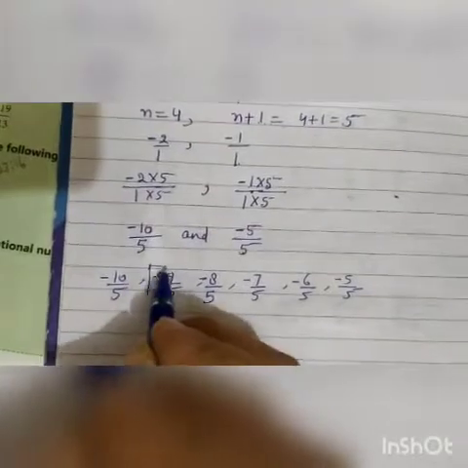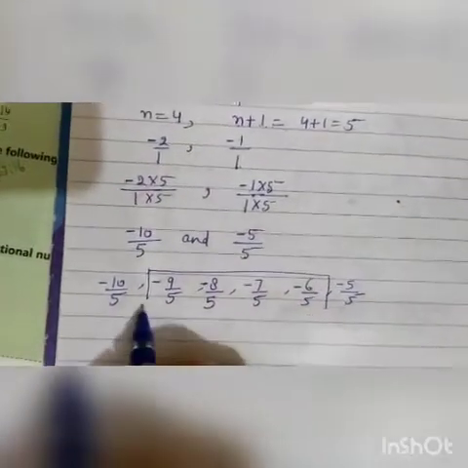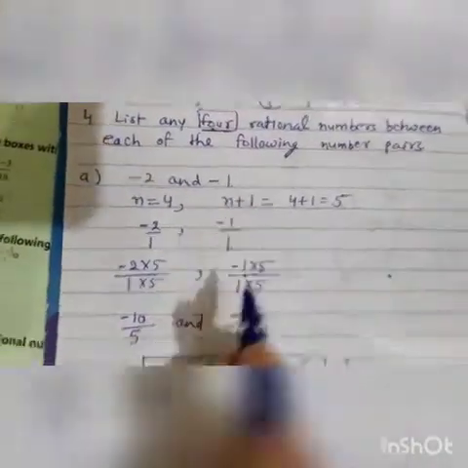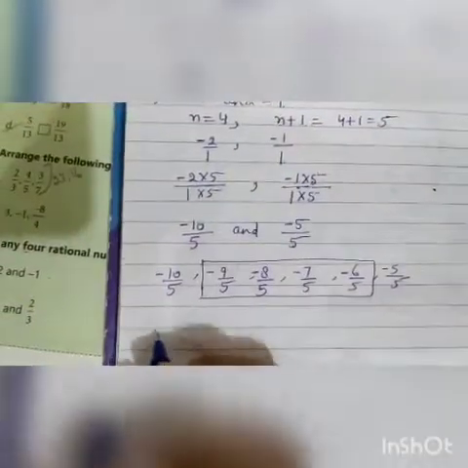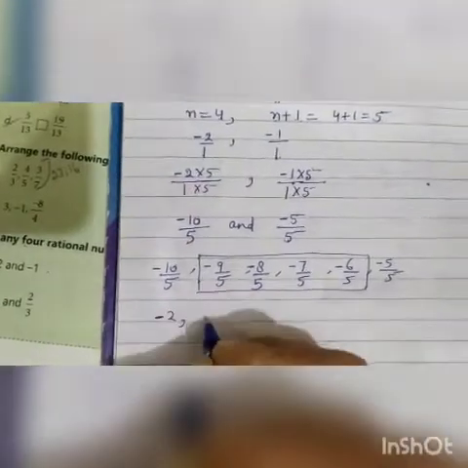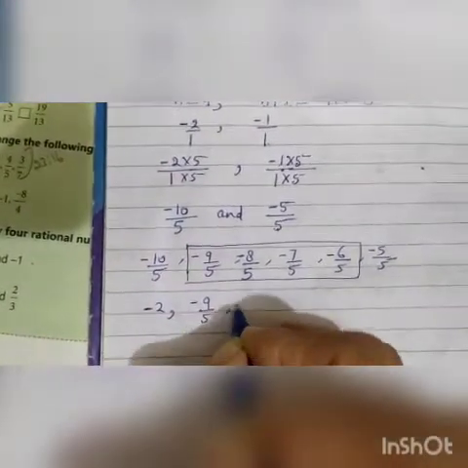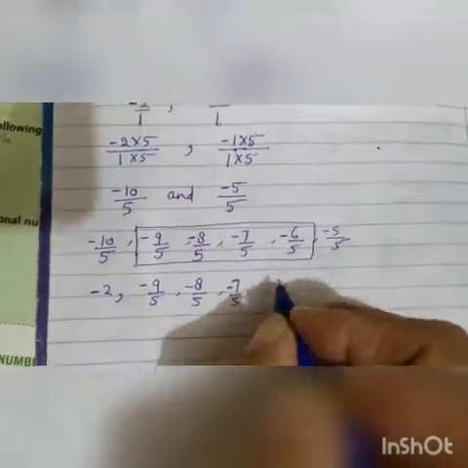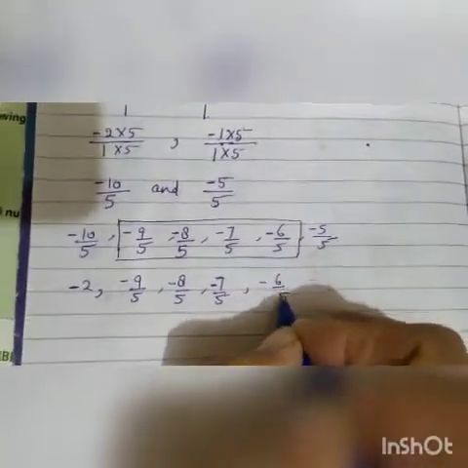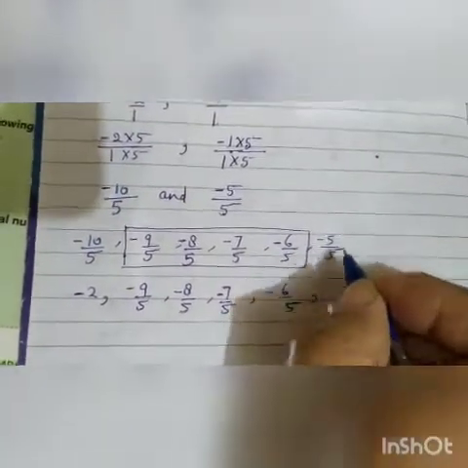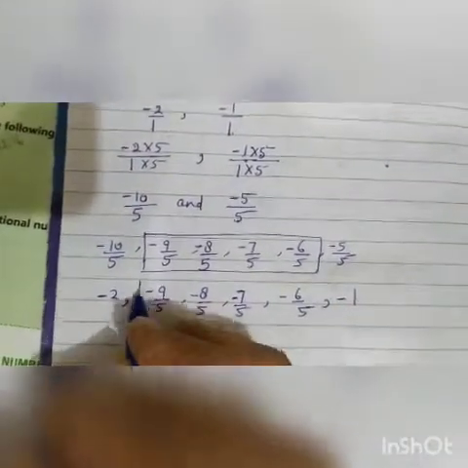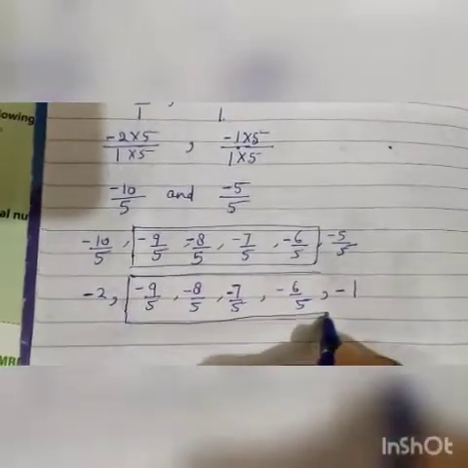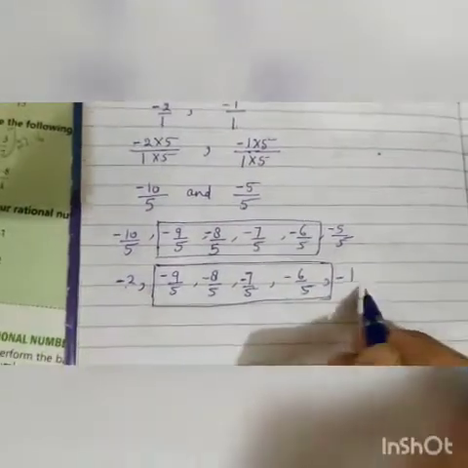So these four rational numbers are between minus 2 and minus 1. How? See, five twos are ten, it will be minus 2. Then write again minus 9 upon 5, minus 8 upon 5, minus 7 upon 5, minus 6 upon 5, and five ones are five, it will be minus 1. These are the four rational numbers between minus 2 and minus 1.